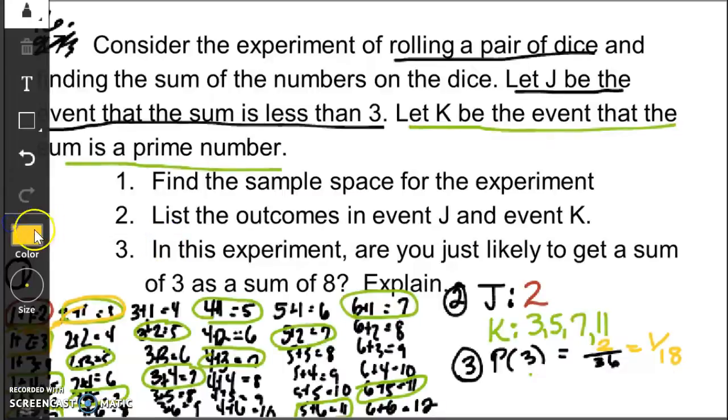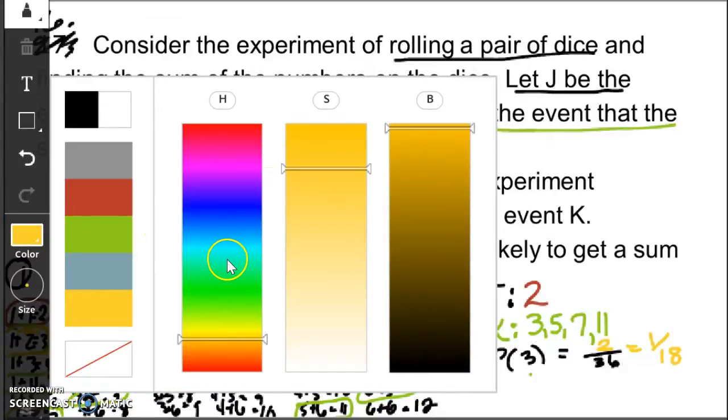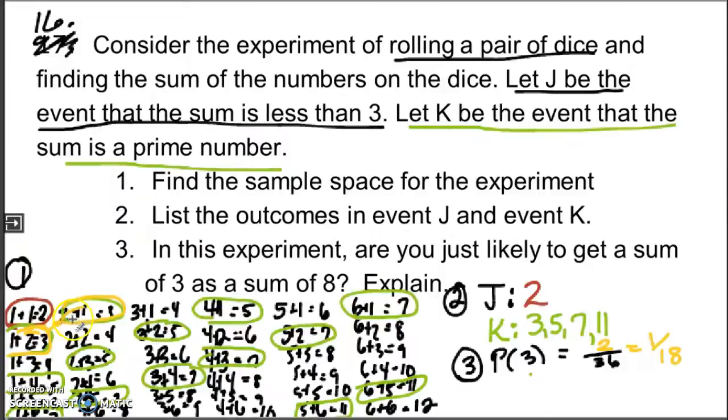Now let's look at the probability of getting an 8. I'm going to make it purple. So let's look how many 8s we got. Got 1 8 down here, 2 8s, 3 8s, 4 8s, 5 8s. So the probability of getting an 8 was 5 out of 36.